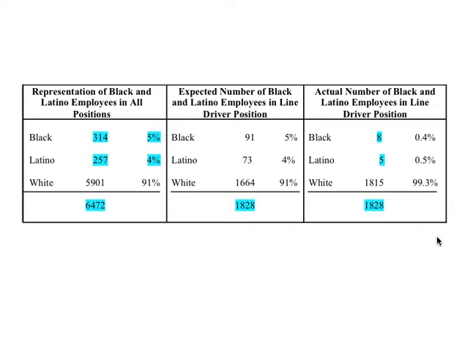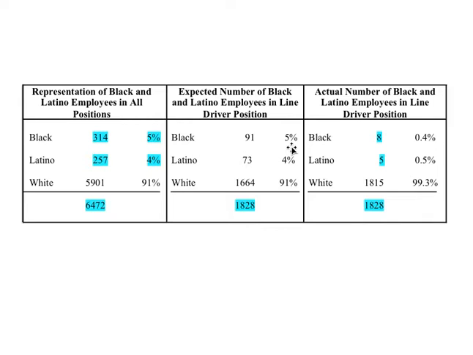Okay, so you can see that their hiring rate is about 1/10 the rate that you would expect if they were hiring proportional to representation in the overall company, right? 0.4% divided by 5% is a pretty small number. Okay, so then what I tell them is, you're going to do this yourself in a group.